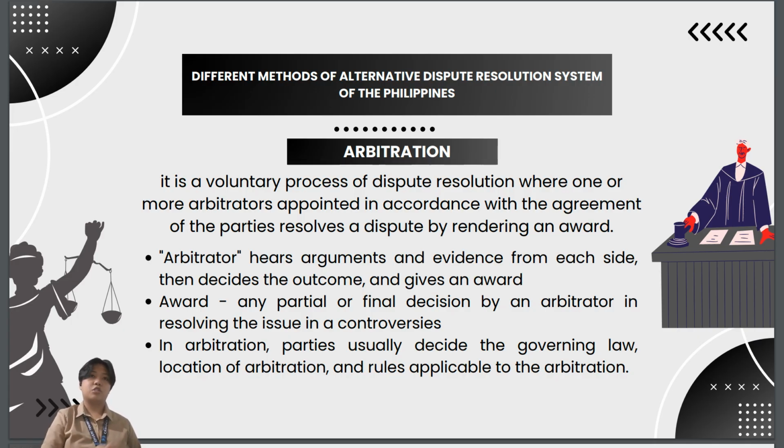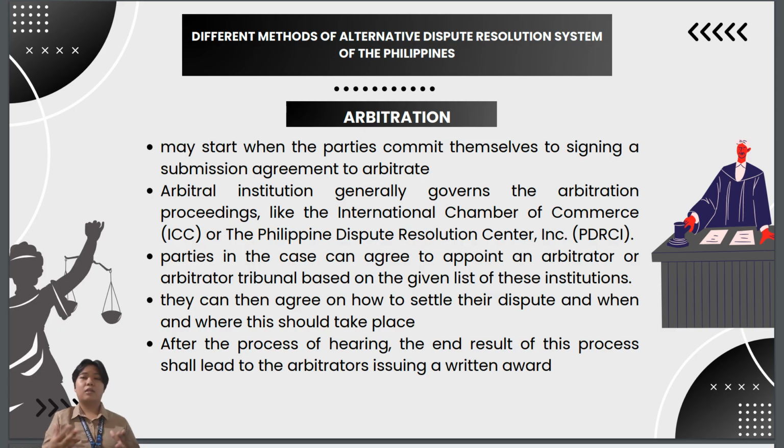In arbitration, the parties have the freedom to decide the governing law, location, and the rules applicable to the process of arbitration. For us to understand more, let me discuss the process of arbitration. The arbitration may start when the parties commit themselves to signing a submission agreement to arbitrate. Ang arbitration po ay mag-uumpisa lang kapag po ang both parties ay nag-agree na ang gagamitin nilang method to resolve the dispute is the arbitration. In the Philippines, we consider 2 different types of arbitration, which are international arbitration and domestic arbitration.